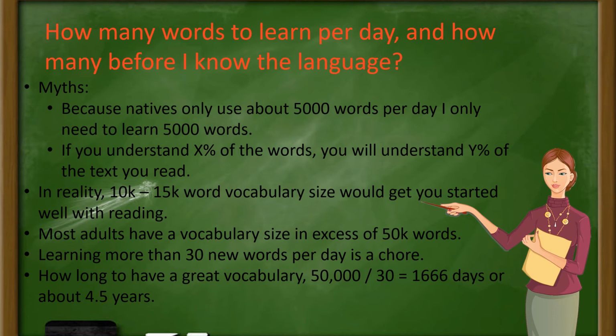How long is all this going to take? Well, if you needed to know 50,000 words and you're only learning 30 a day, and honestly 30 words a day is actually a lot if you're doing it every single day, 365 days. But it works out to about 4.5 years.